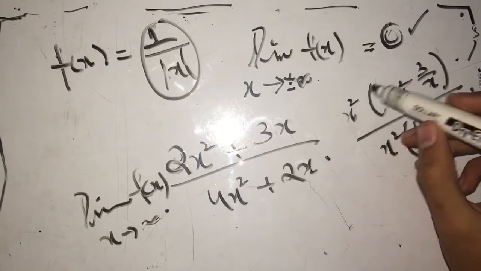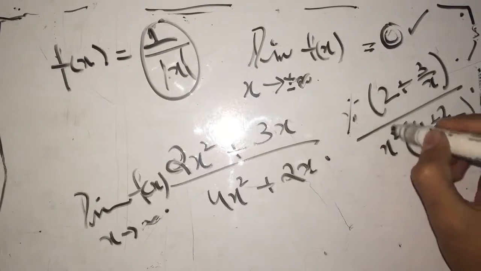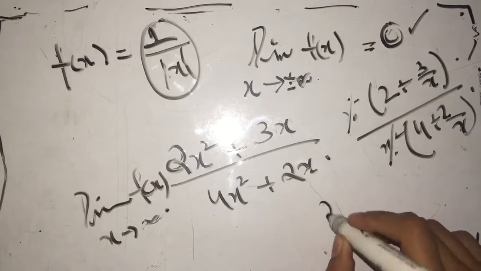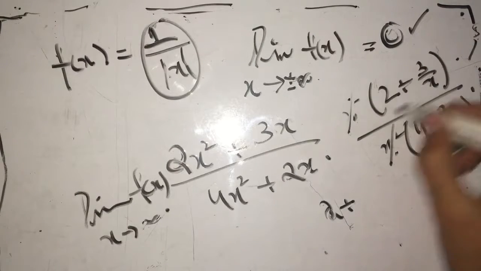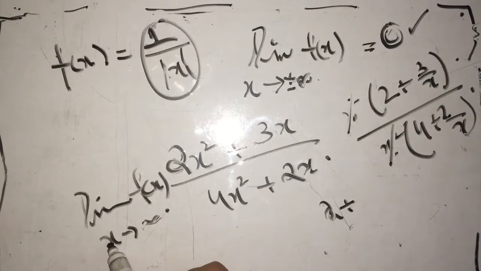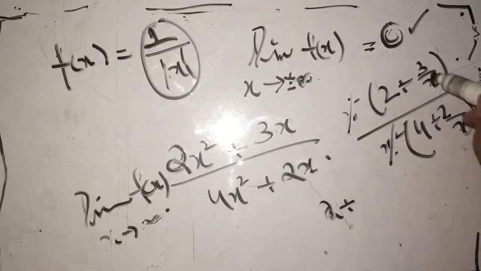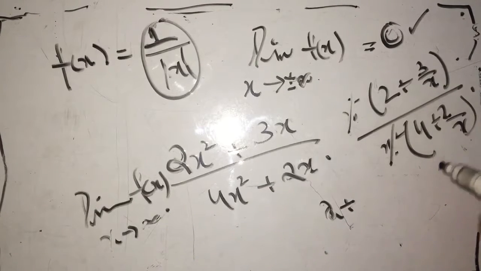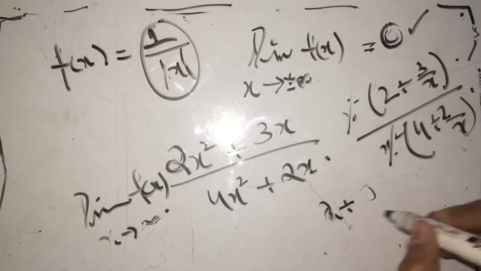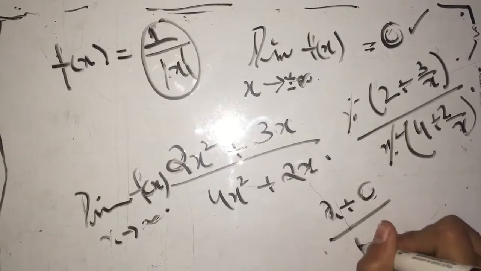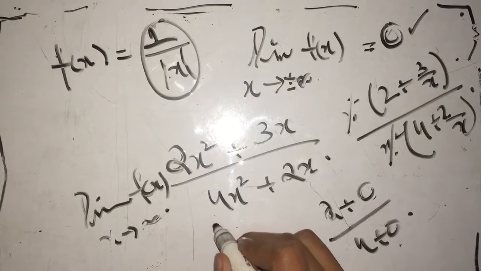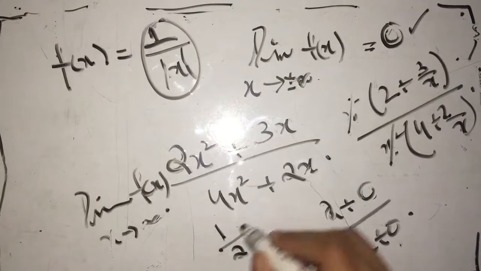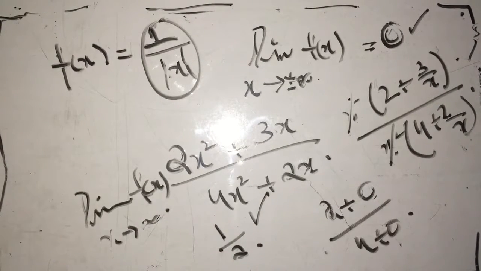The x squared and x squared will cancel out. You have 2 plus, and remember, any number divided by infinity, so first you apply the limit. When you apply the limit, 3 by infinity and 2 by infinity will become 0. So you have 2 plus 0 divided by 4 plus 0. It's actually going to give you 2 by 4, which is 1 by 2. So the number it's approaching is 1 by 2.